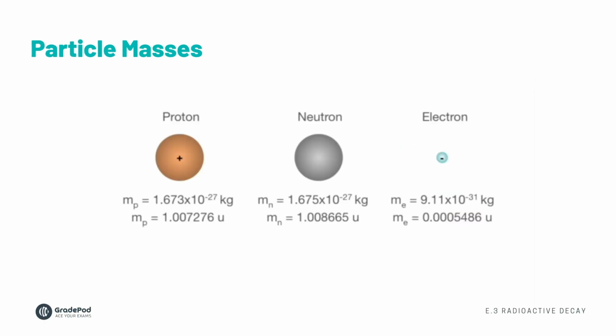How does that relate then to our more common particles? We have a proton, and in kilograms, the proton is 1.673 times 10 to the minus 27 kilograms. In terms of atomic mass units, it's 1.007276 u. The neutron is slightly more massive than the proton, and you can see that quite well here with the idea of atomic mass units. And our electron is tiny. It's 0.0005486 u.